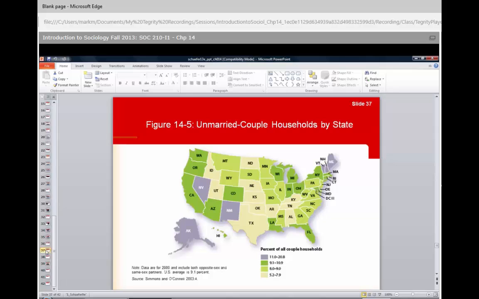All right, the next slide shows us unmarried couple households by state. The purplish, lavenderish color there is our highest grade, and the pale yellow is the lowest grade. North Carolina has a little bit of a lime green there, kind of in the middle.